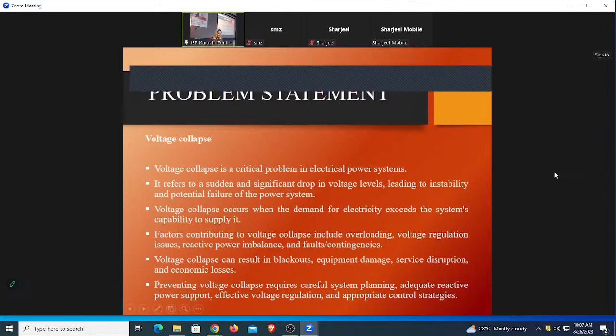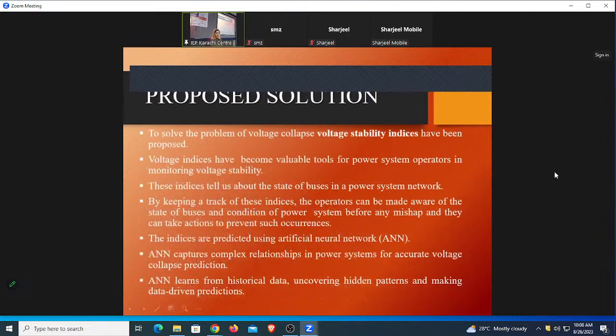So, a power system's primary goal is to preserve the system's reliability. Maintaining the system's voltage and frequency within the permissible limits prevents tripping and collapse. If either or both of the voltage and frequency go below or exceed those ranges, then the reliability of the system is compromised. In order to avoid the condition of voltage collapse, we need to predict the state of the buses in the power system network.